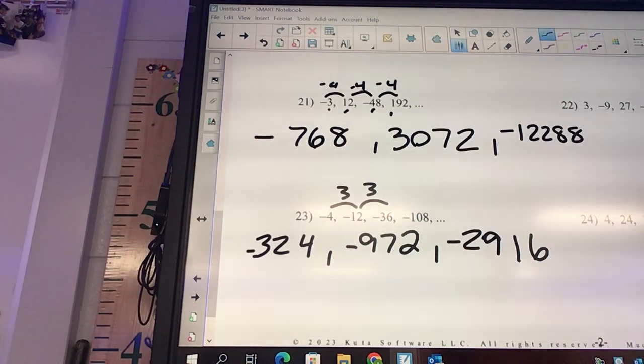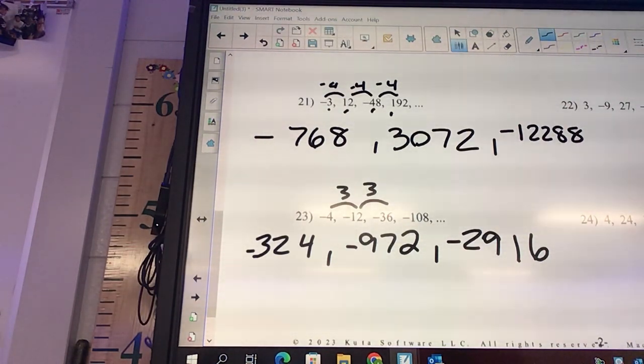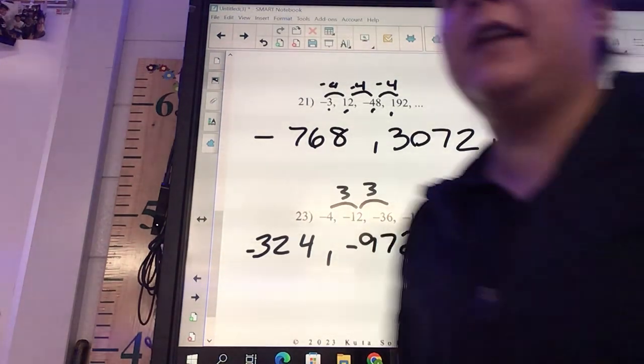Okay, you guys got 12 to do, okay? Get them done. You're more than welcome to work with your group. There's a difference in copying versus working.